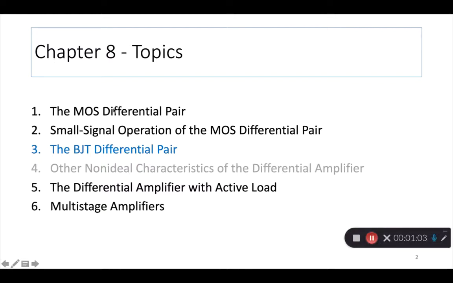Mostly, I'm going to cover 1 and 2. Maybe a little bit of 3, not too much, because at NAU the emphasis is on MOS devices, not so much BJT, and item number 3 is more BJT. So I won't go too deeply into it, a little bit maybe. Then we've got topics 5 and 6. So that's the plan for this chapter.